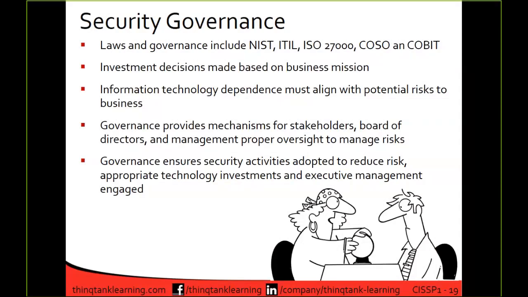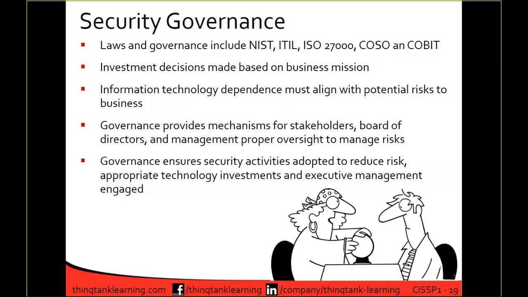Laws and governance include things like NIST, ITIL, ISO, COSO, COBIT. We'll talk about these as we go through this lesson here. You will have to know these governance components for the exam, so you're going to have to be familiar with all these different bodies, and that's really one of the challenging aspects of the exam, keeping these different governance organizations and governance bodies identified and separate from each other.